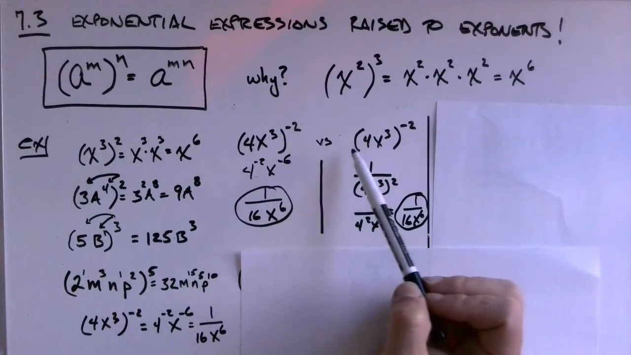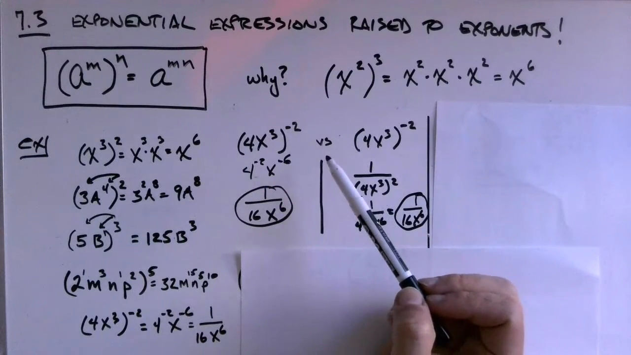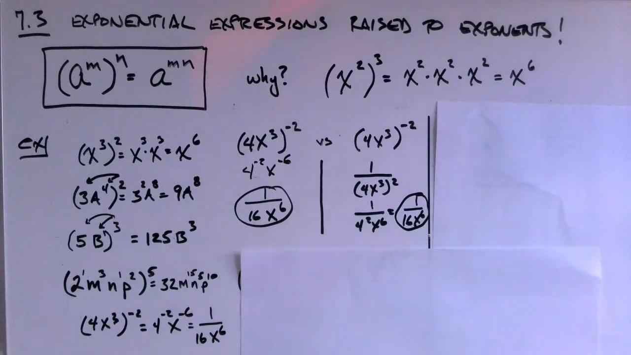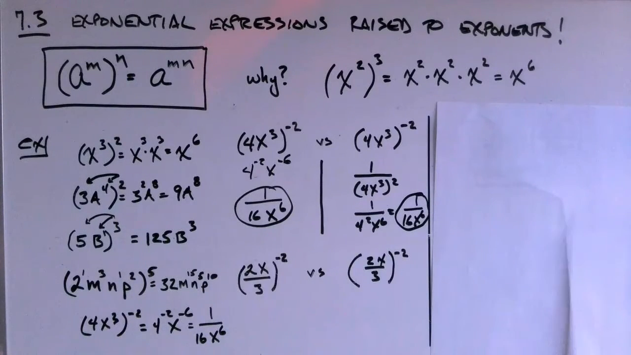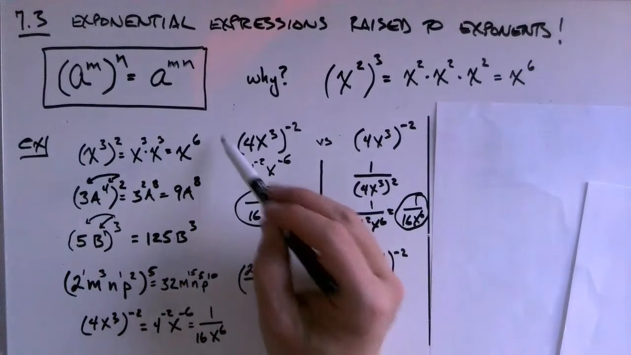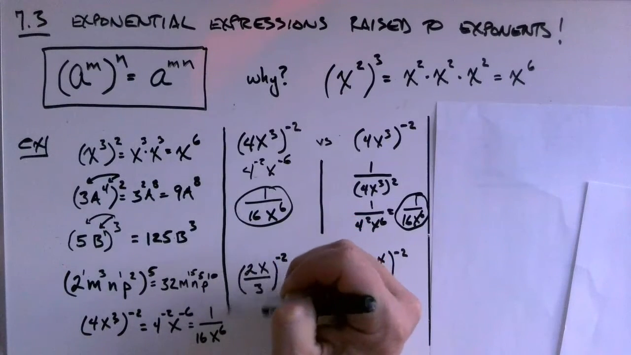If what's in here is a fraction, there's some other approaches that you can use that I'm going to show you on my next example. But both of them are legit. Let's look at this next example. What if it is a fraction? Well, this is where things get a little bit weird. Just draw a line here so we don't get confused.